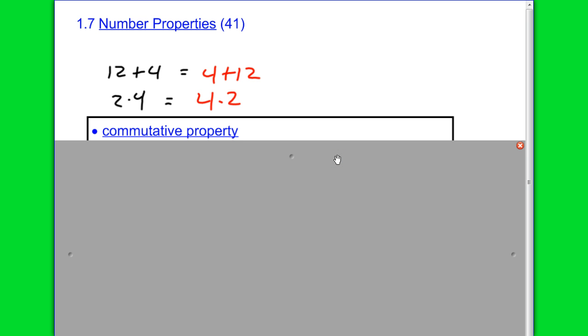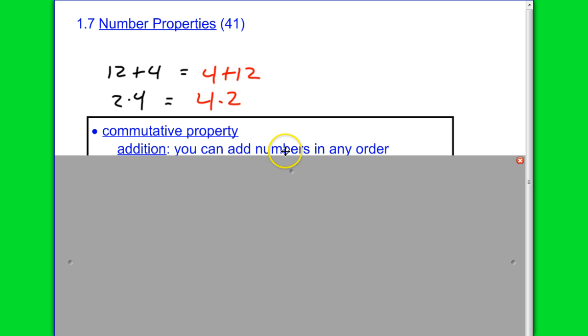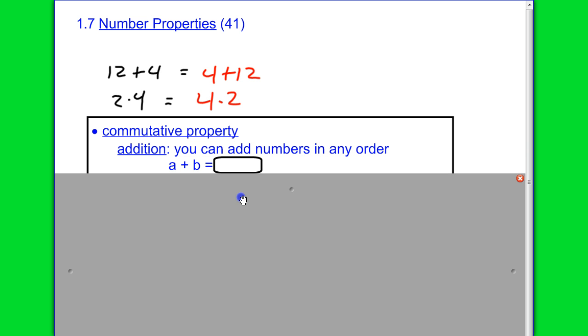There are actually 2 different properties. We have the commutative property of addition and the commutative property of multiplication. So, as we saw with addition, you can add numbers in any order. As a rule, let's see if you can finish this. I bet you all can finish this. A plus B equals? B plus A. Good job. So we just move the addends.